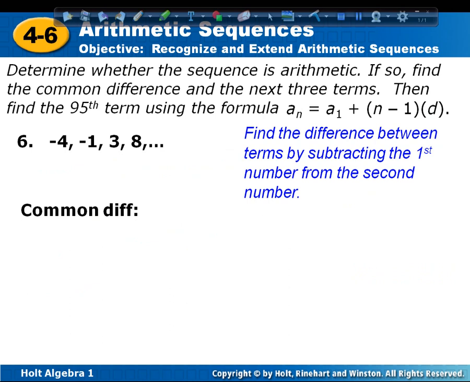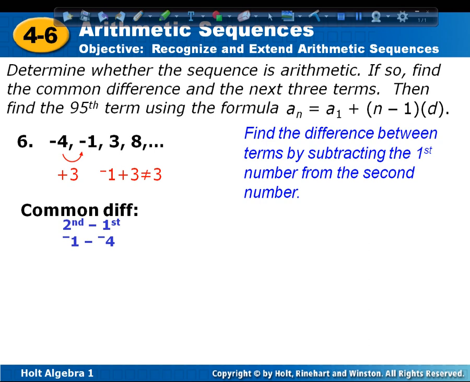All right, number 6 says negative 4, negative 1, 3, and 8. At this time, whenever I take the second and subtract the first, I'm going to say negative 1 minus negative 4, and that's going to give me 3. So let's see if it works. If I say negative 1 plus 3, I do not get 3. It does not equal 3.